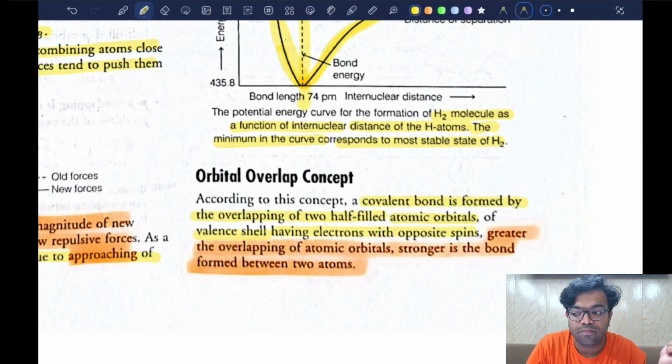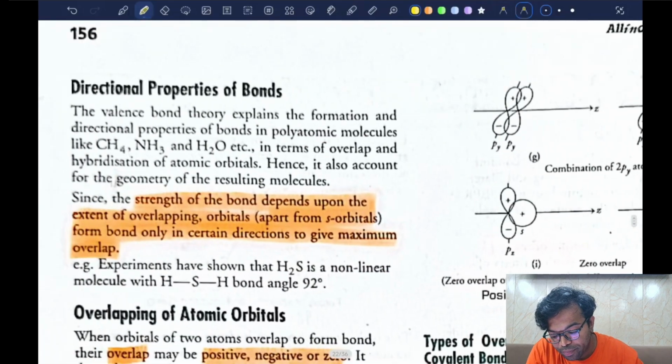Clear? Is this 100% clear? Okay, now let's move on.